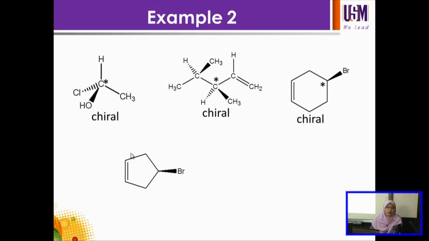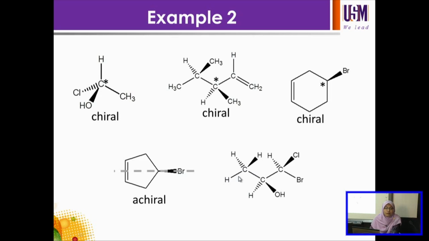For structure number 4 here, it does not have a chiral carbon and it has an internal mirror plane. So this internal plane of symmetry can be placed in the middle of the molecule, and then we will have mirror images of each other. So this molecule is actually achiral.